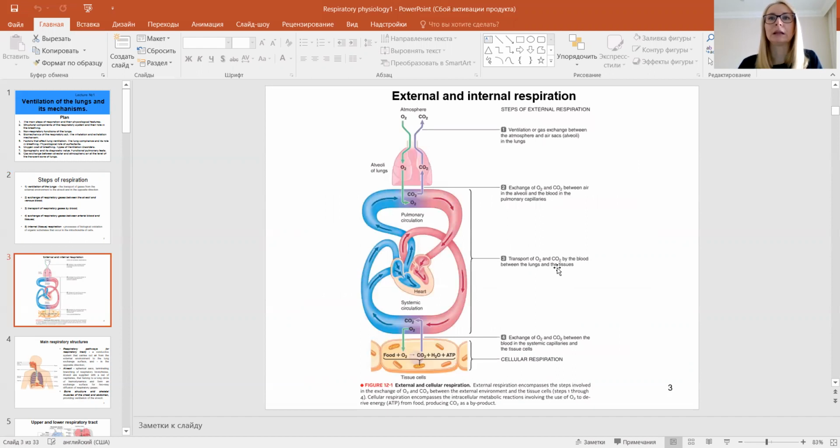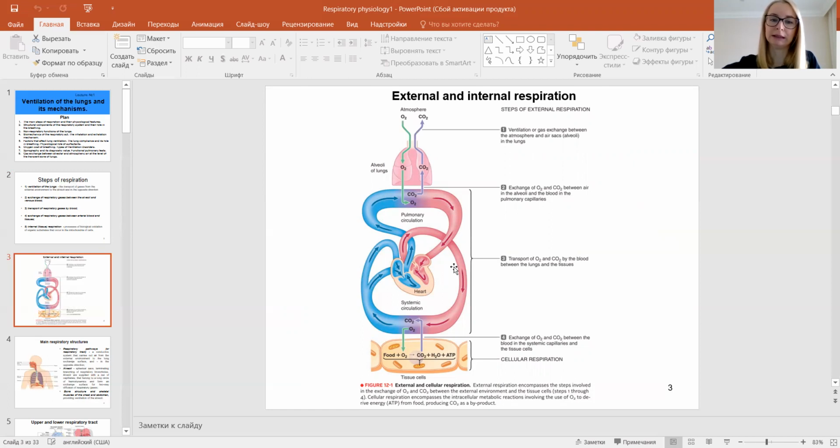The third step is transport of respiratory gases by blood, and the next step is exchange of respiratory gases between blood and tissues, and the last step is called internal respiration or tissue respiration. It is the process of biological oxidation of organic substrates that happens in the mitochondria.